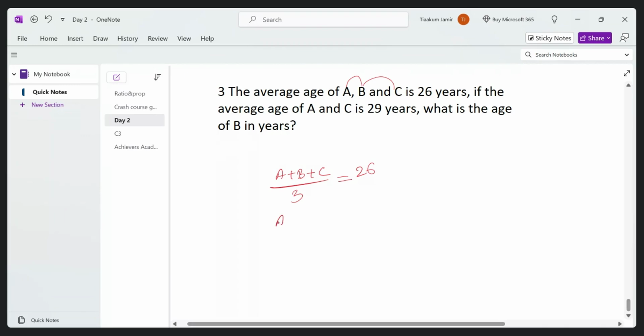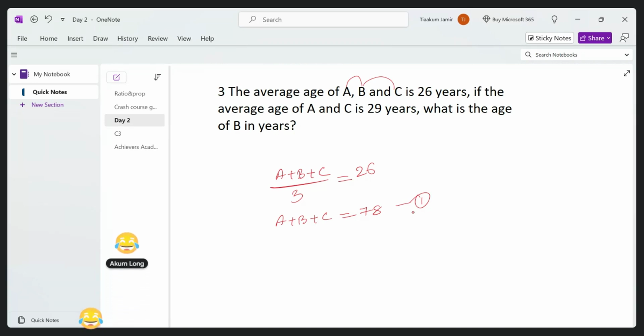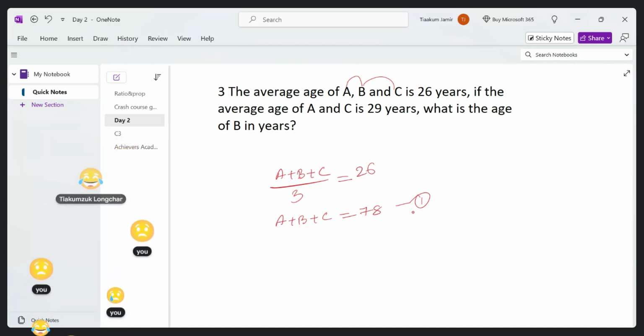Now the sum of observation of A plus B plus C will give us how much? 78 or no? So A, B, or C individual ages we do not know. However, the sum of their ages, we must get 78. Let's say equation 1. No use, right? Because one rough sheet to submit.